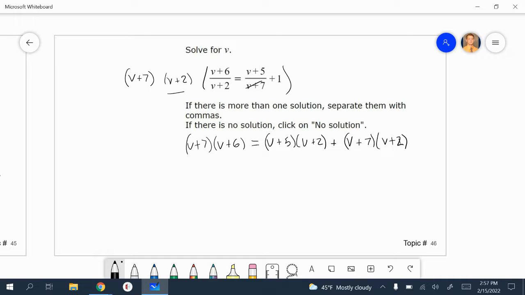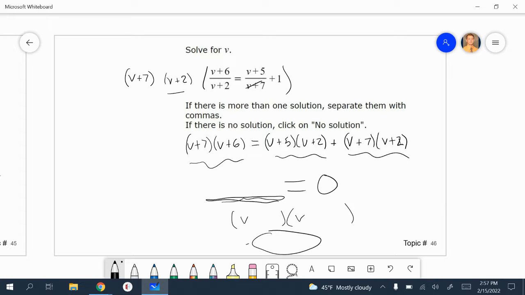And then I'm probably not going to finish this because I want to keep this short, but you guys would FOIL this. You'd move everything to one side, so you'd have something equals 0, and it's probably going to be some type of quadratic, which you'll have to factor. It'll be v something and v something. And then once you get your two answers, you're going to plug them back in to see if the bottoms would turn into zeros. If they turn into zeros, then you're going to have a no solution.